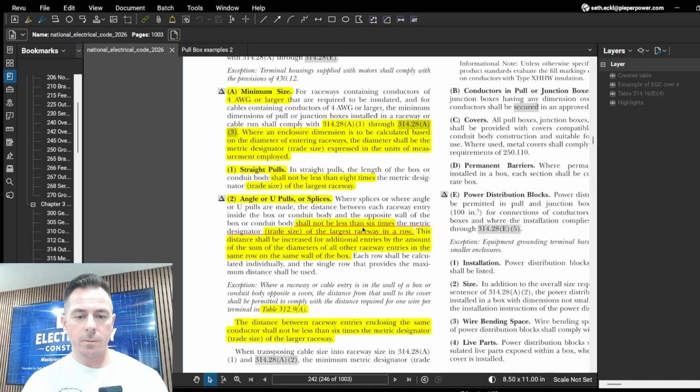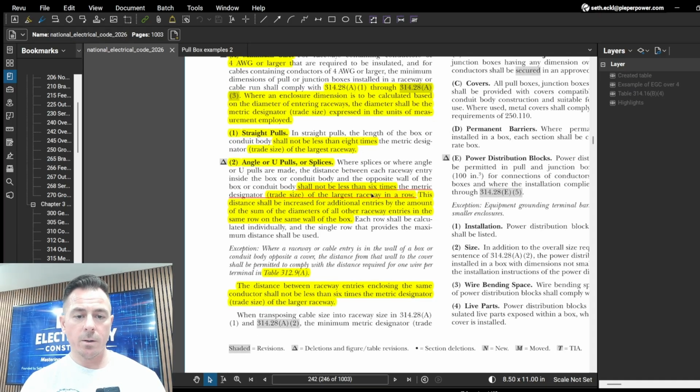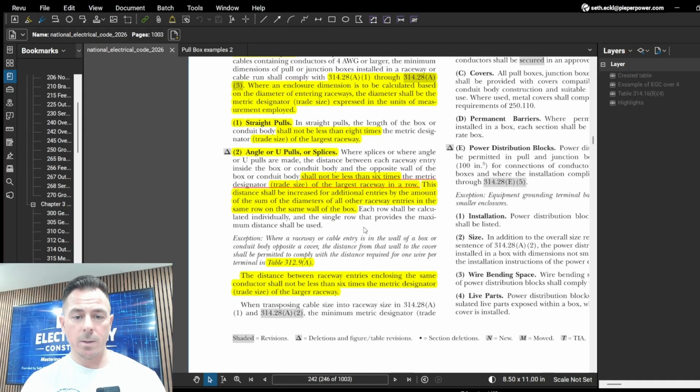So we've gone over this a few times in the last couple of videos. We've done angle poles, we've done U-poles, now we are into splices. So the rule is still the same. I just wanted to give splices its own video, but we won't go over the rule too much. It's still the same rule. It's 6 times the largest trade size plus any other trade sizes entering that same wall in the same row. All right, so let's jump right into an example.